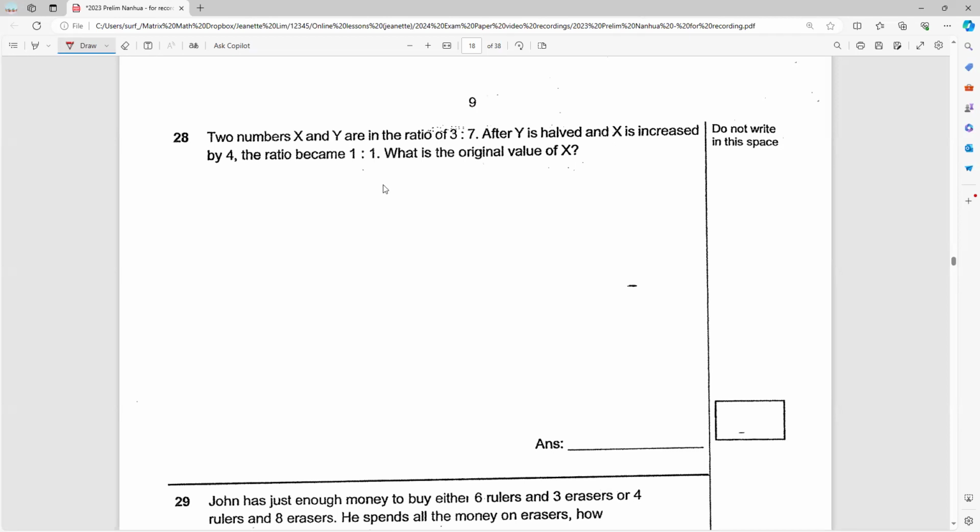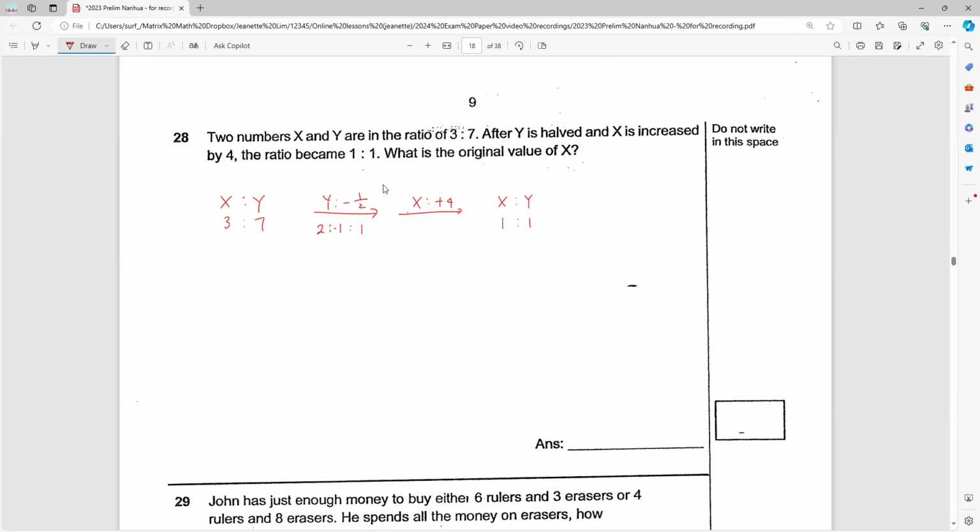I'm going to show you before-change-after. So x to y, 3 to 7. y is halved, so y minus half. This is a proportion transfer. You have to do it this way. 2 units, take away 1, left with 1 unit. x increased by 4, so plus 4. And then the ratio became 1 to 1.